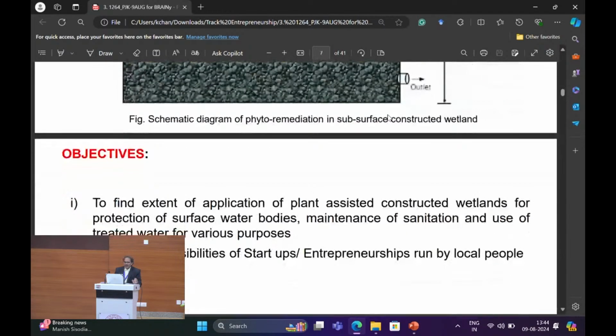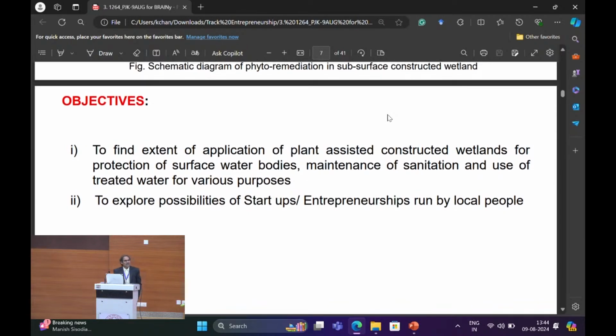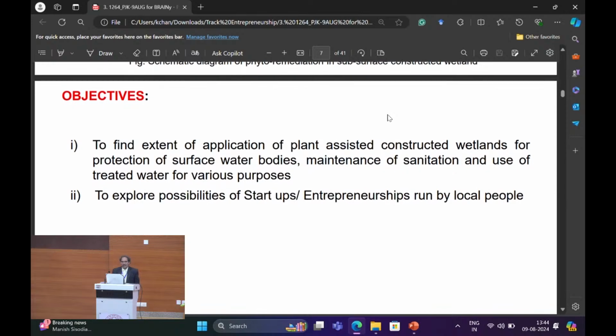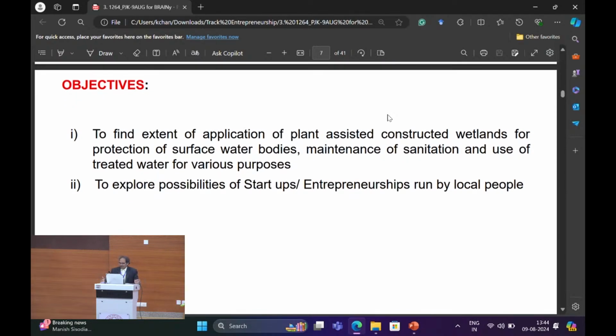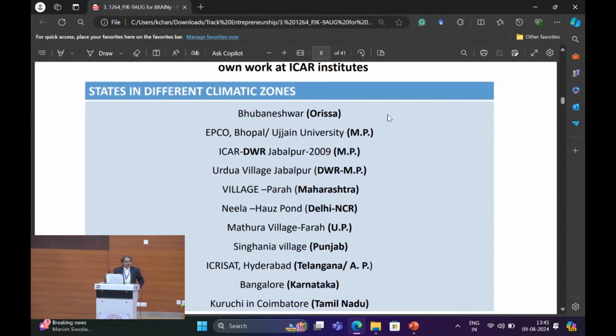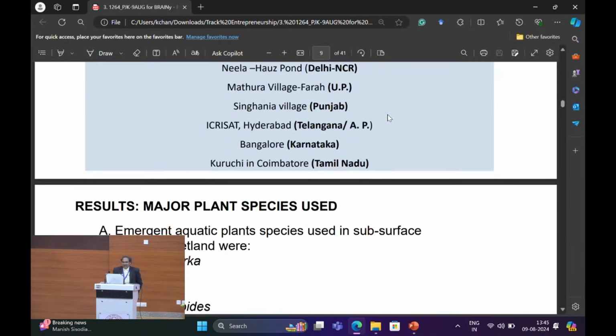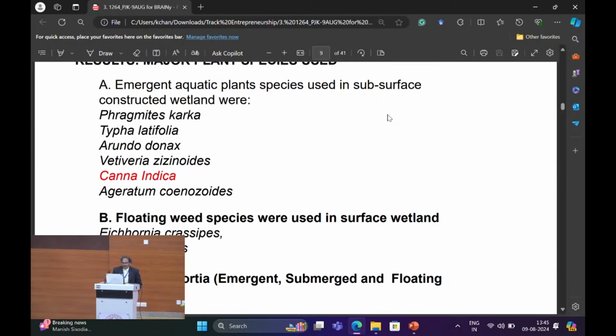That treated water is used for different purposes. Hence the objective was to find the extent of application of this technology for preventing the entry of wastewater into ponds and lakes, to maintain sanitation, to use the treated water for various purposes, and to explore the possibilities of entrepreneurship. So I made a literature survey of case studies covering 9 states of India. I will go one by one.